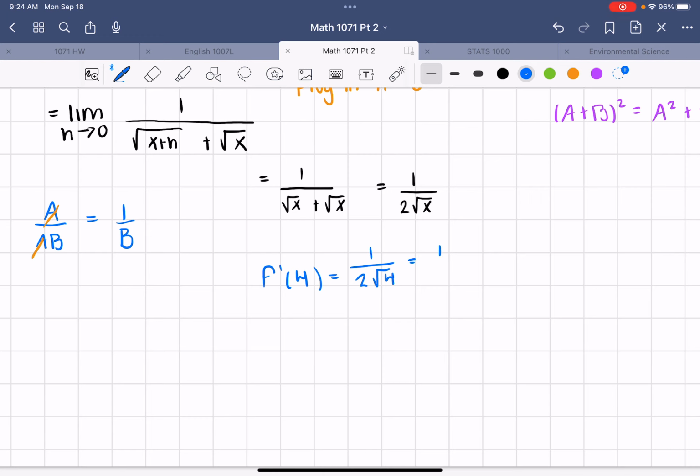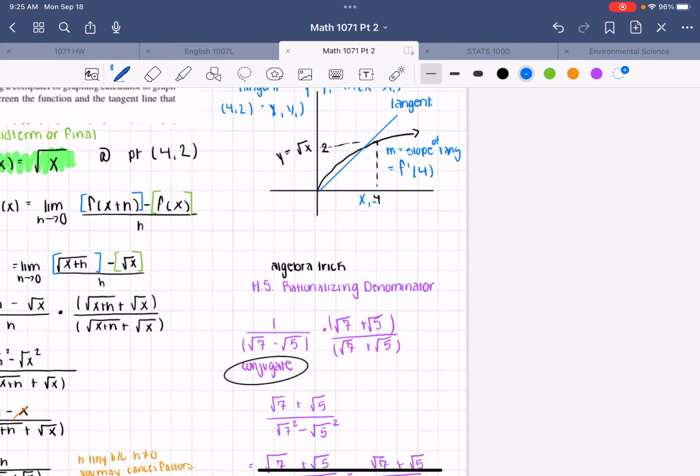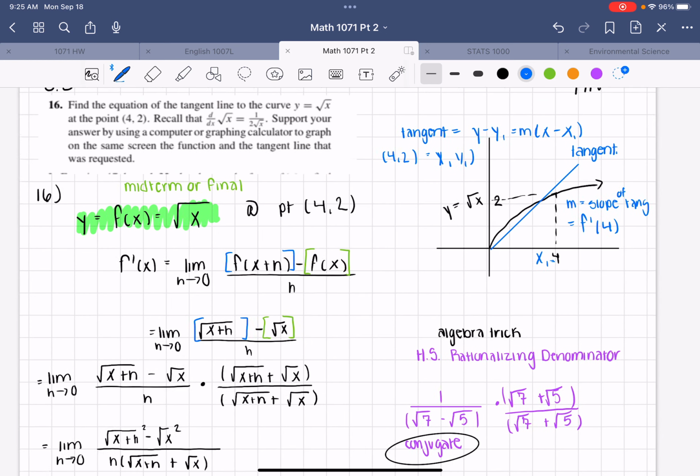So the hard part of this problem was coming up with m. Once you have m, the equation of the line is easy because you know the point of tangency. Take the point of tangency as the known point on the line. Plug in 2, 4 for x1, y1, and 1/4 for m.